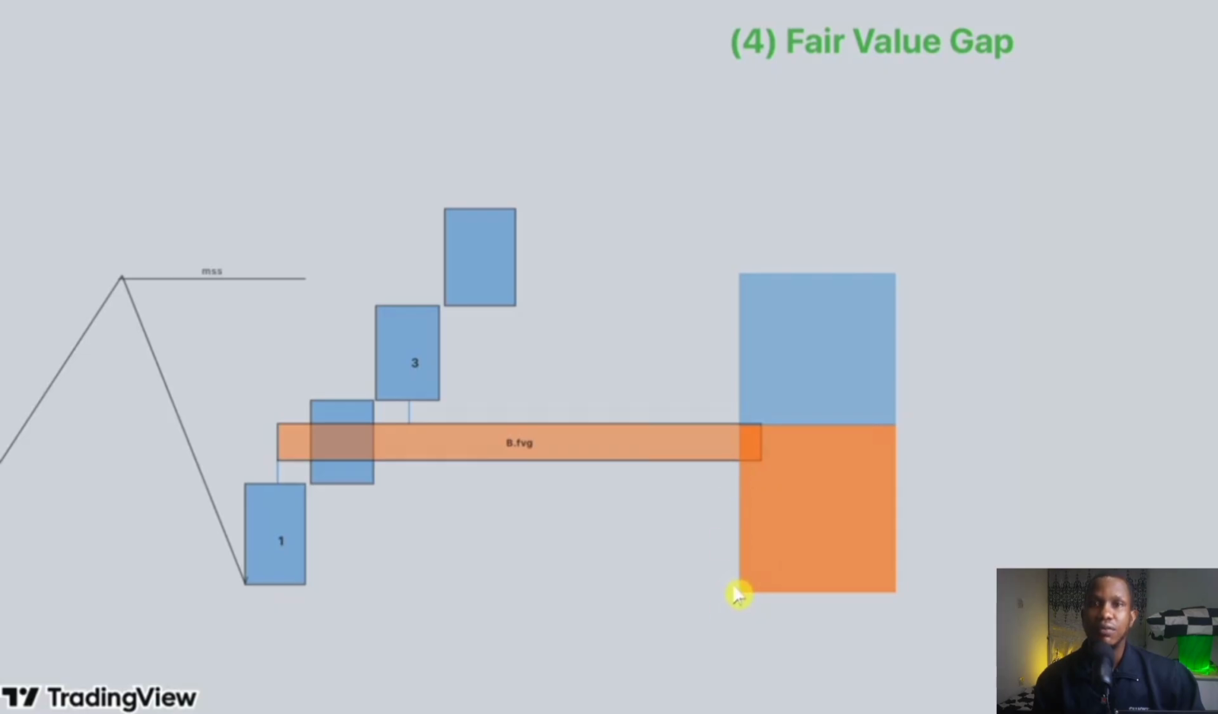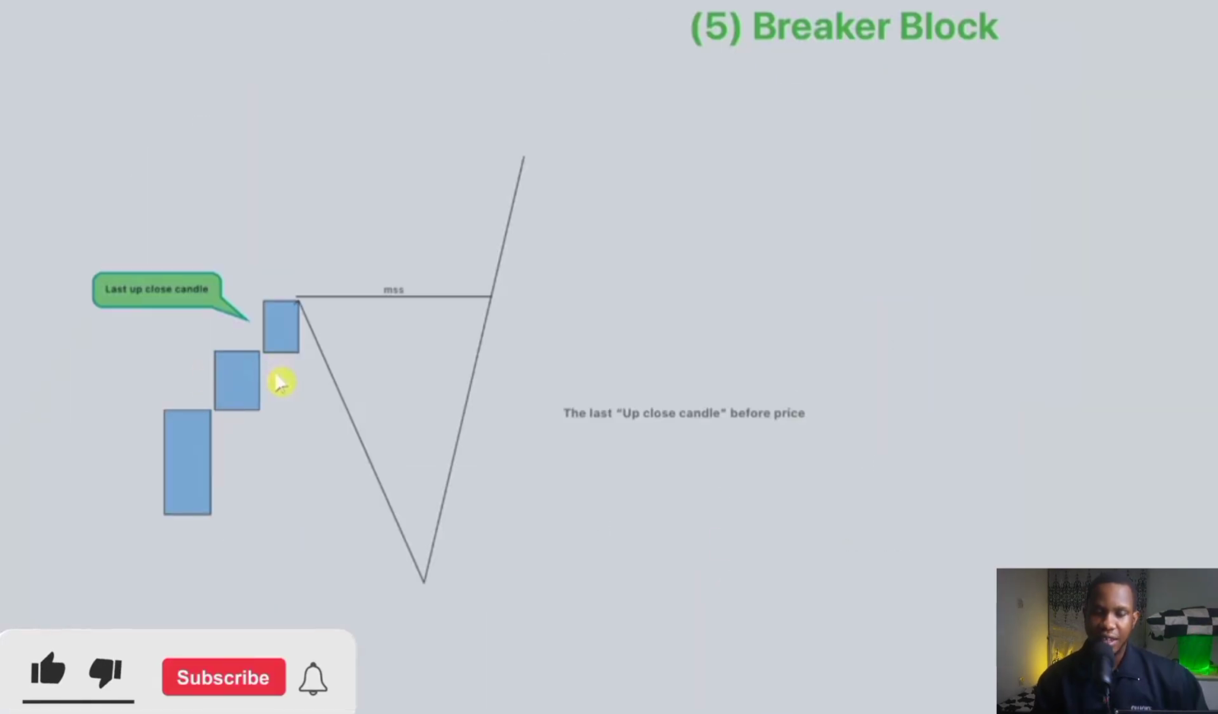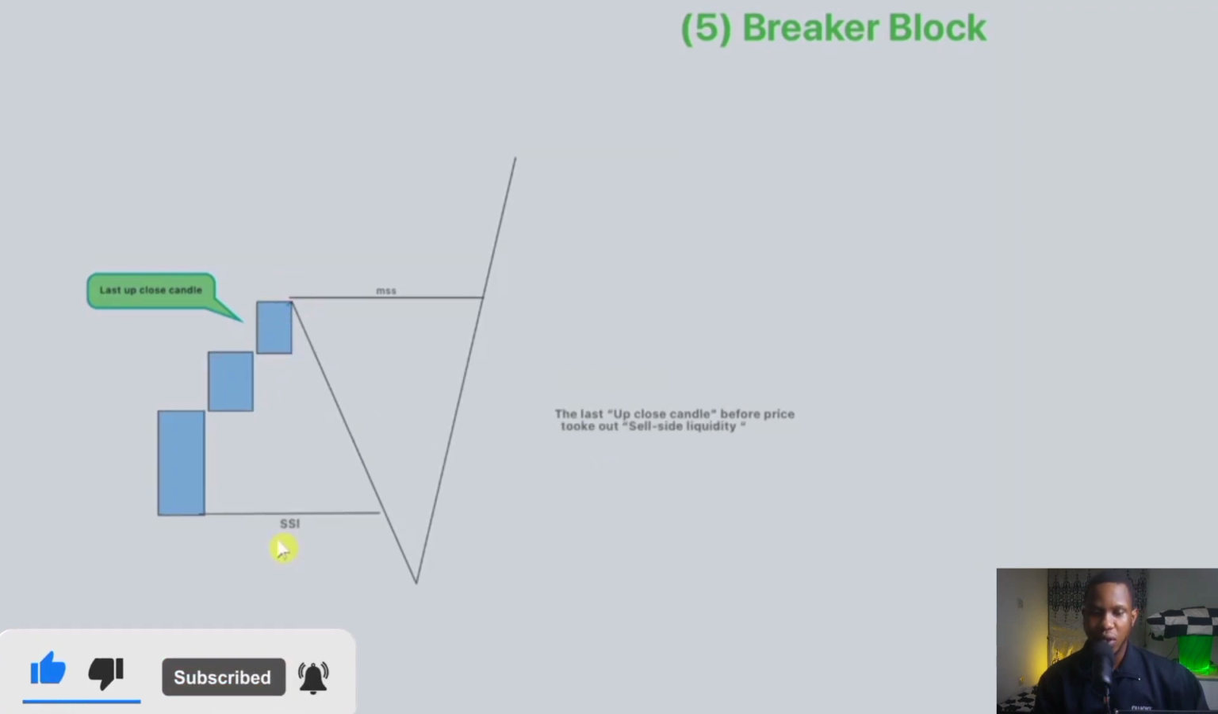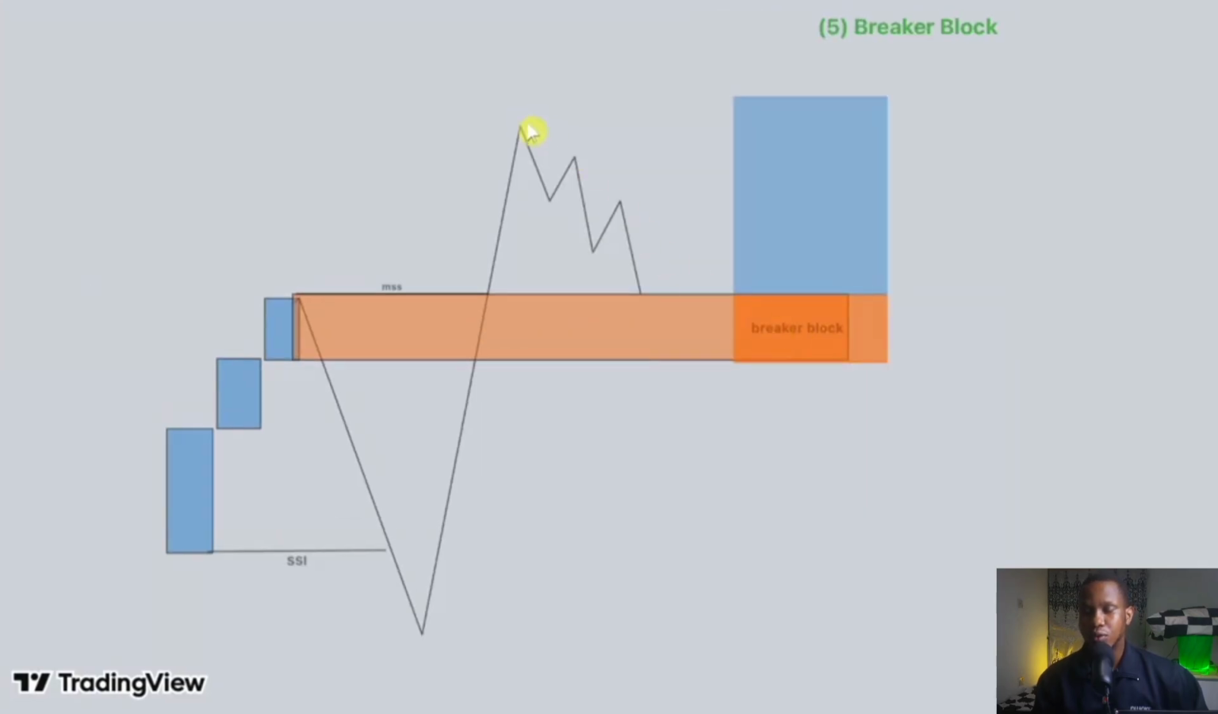So number 5 is the breaker block, the last up close candle before price action took out this sell side liquidity before making this market structure shift. So mark out this candle as my breaker block. So we simply want price action to retrace back here, and my entry and my take profit levels can look like this. So let's take an example.